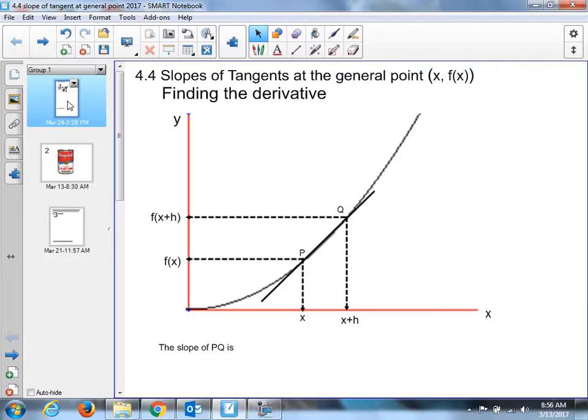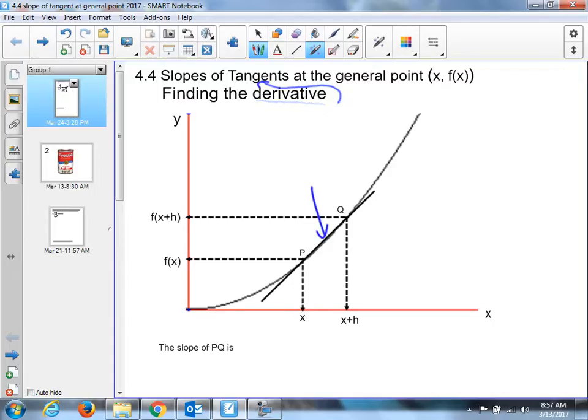Welcome to Calculus in the AM. I'm your host, Mr. Sudelka, and we are finding the slopes of tangent lines about the general point. So this time we won't use an actual number. We're going to say x, and we know x represents a variable. So finding the derivative is actually what we're doing. So what is finding the derivative? The derivative is the slope of a tangent to a point on a curve.